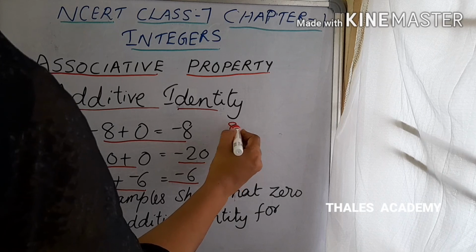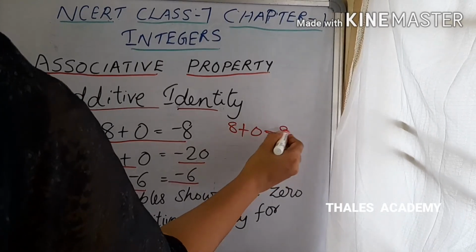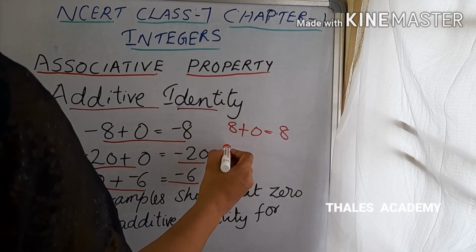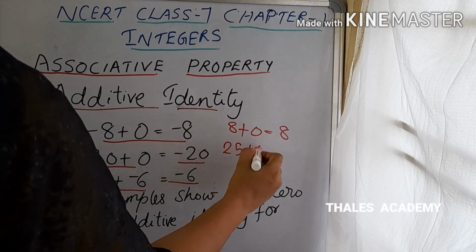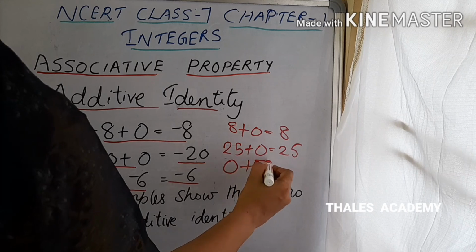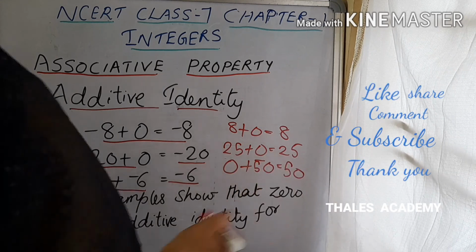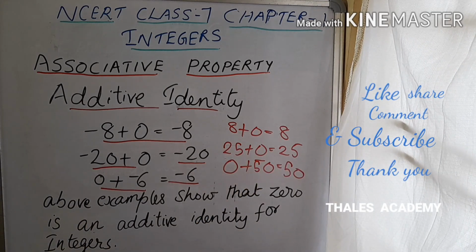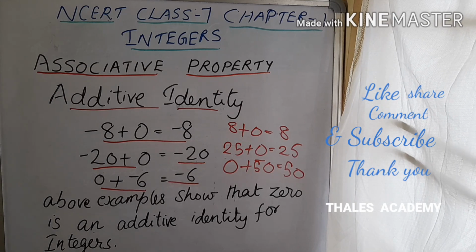For 8 plus 0 equal to 8, it is true for positive integers also. 25 plus 0, we get 25 itself. 0 plus 50, we get 50. So, 0 is the additive identity for integers.